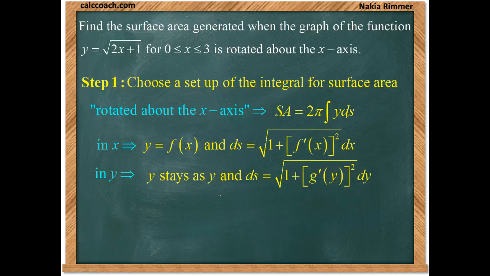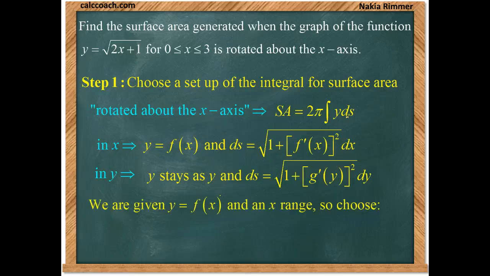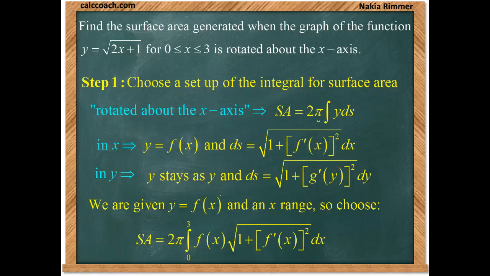What you do is you consider what you are given, and you use that as a clue as to what you should do. You're given y as a function of x, and you're given an x range. So that's a clue that maybe you should try to do it in x, and we'll see what happens. If it gets bad, we can switch and do it in y. And so in x, we'll go from 0 to 3, replace y by f of x, and then have the square root in terms of x for the ds part.